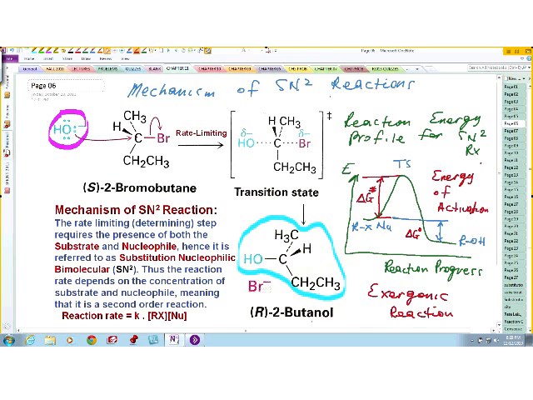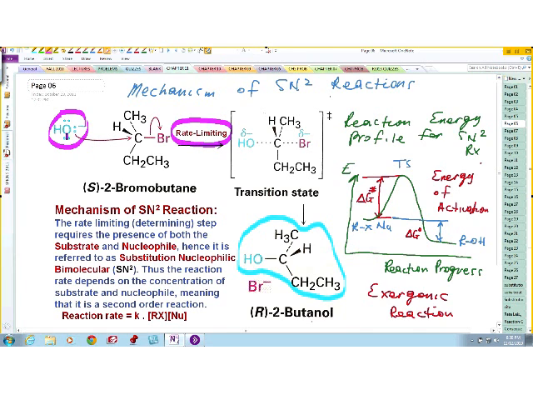The nucleophile, right here, and the substrate, they are here. And at the point at which both the nucleophile and the substrate are interacting with each other, forming the oxygen-carbon bond in this case, and the bromine-carbon bond is breaking, that step is what we call the rate limiting step. In other words, that is the step of the reaction that determines the rate of this reaction. In other words, that is the step that determines how much energy of activation you need. So we call this the rate limiting step.